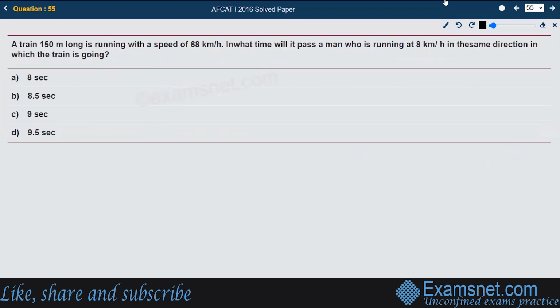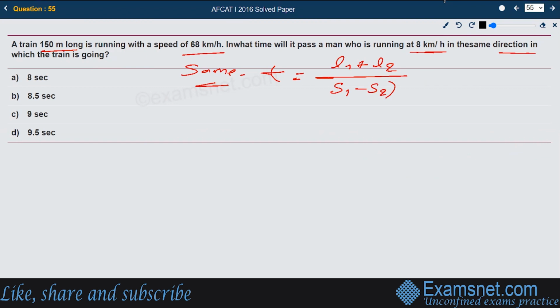A train 150 meters long is running at a speed of 68 km per hour. In what time will it pass a man who is running at 8 km per hour in the same direction? When the direction is the same, the time can be calculated as the length of the train plus the length of the other object, divided by the relative speed, which is the subtraction of the two speeds. This is the formula when two objects cross in the same direction. L is the length, S1 and S2 are the speeds of the two objects, and T is the time taken.